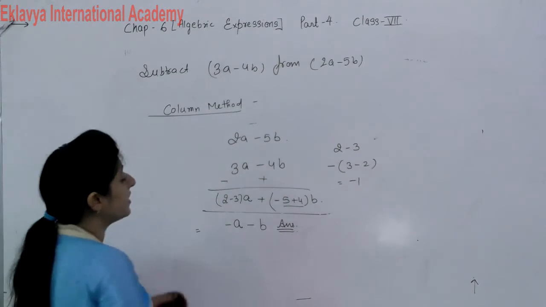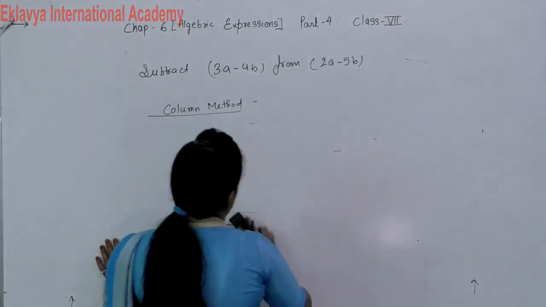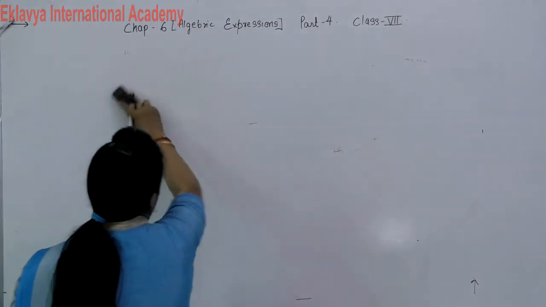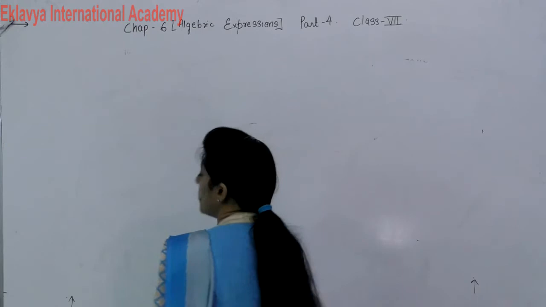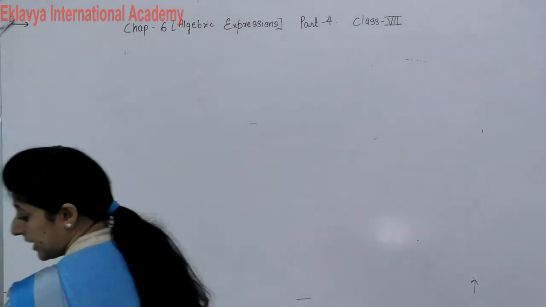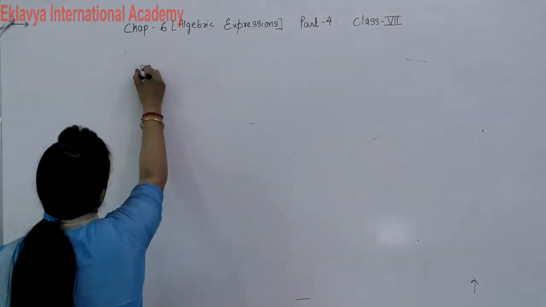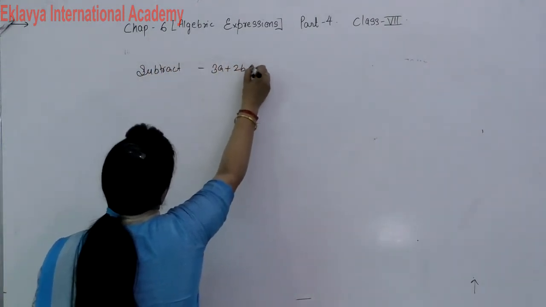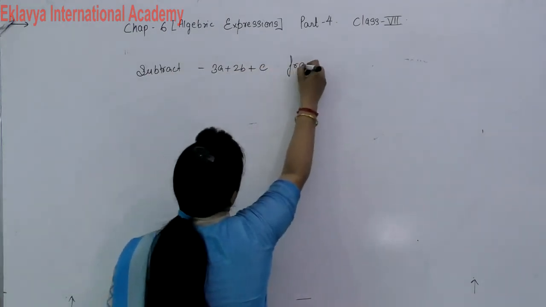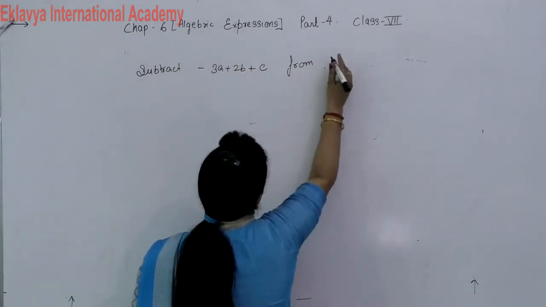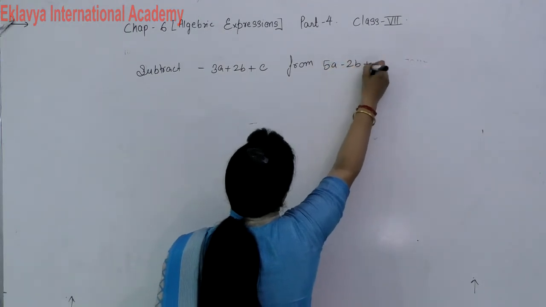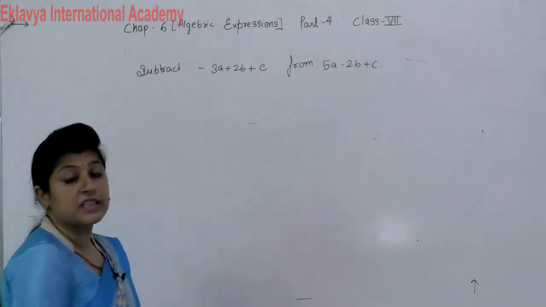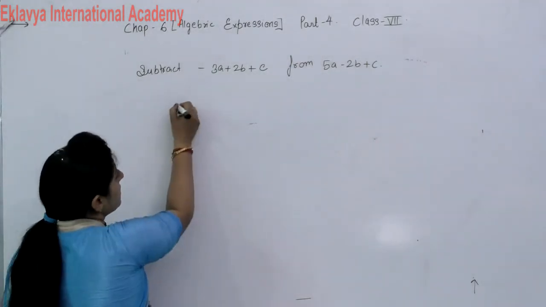So this type we will solve by the column method. I will prefer the horizontal method, and it's your wish which type of method you want to use. Another example, suppose I take subtract minus 3a plus 2b plus c from 5a minus 2b plus c. It's your wish which method you want to use. I'll use the horizontal method.